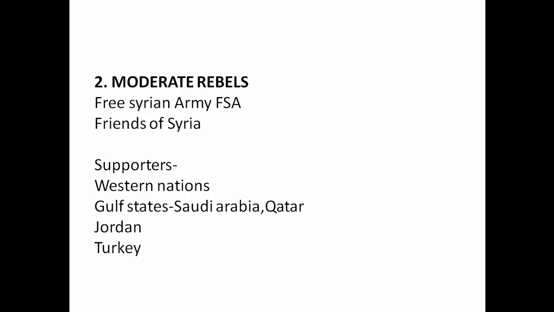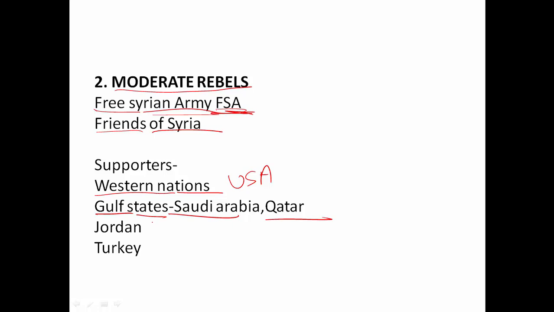Then we have the moderate rebels. These are the groups that started the protests in the first place, and the Free Syrian Army was formed out of those. Then there is a group called Friends of Syria. It is a group of international countries that support the Free Syrian Army, that is, these moderate rebels. So the Western nations of USA, England, France, Germany, as well as countries like Saudi Arabia, Qatar. These are known as Gulf states. Why? Because they lie near the Persian Gulf.